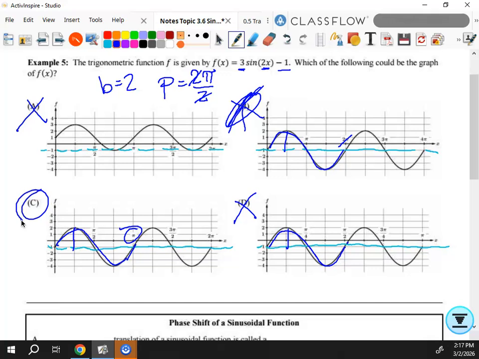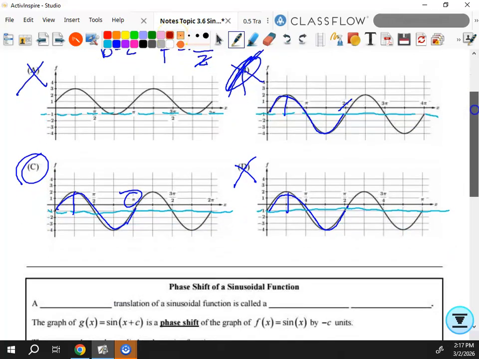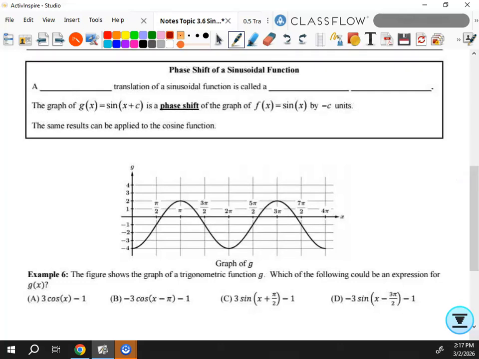All right. Now let's talk about this horizontal translation. It has a fancy name for trig. It's called a phase shift. So a horizontal translation of a sinusoidal function is called a phase shift. All right, listen. We've got g of x equals sine of x plus c. There's literally the only transformation right there. It's a phase shift by -c units.